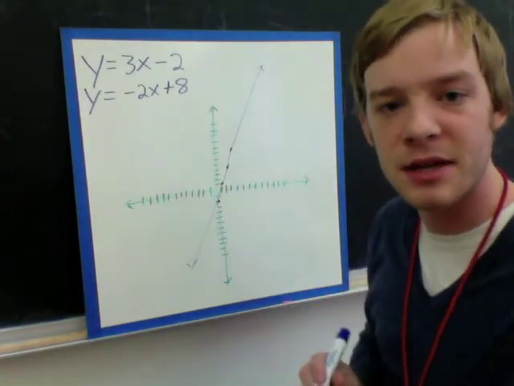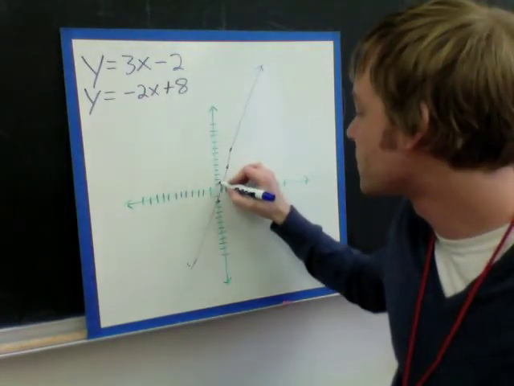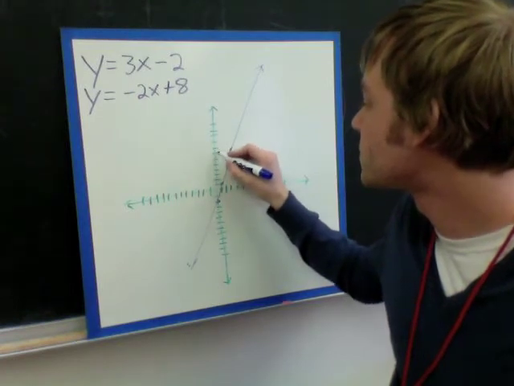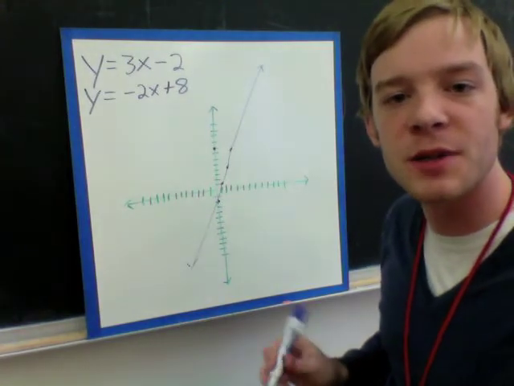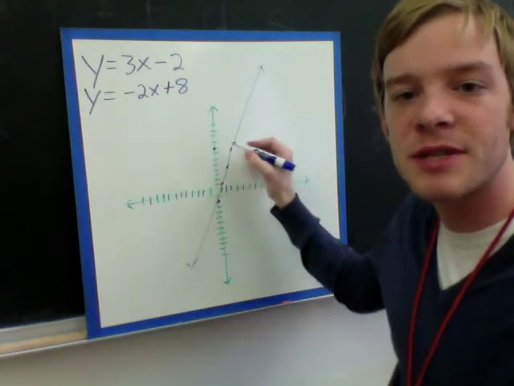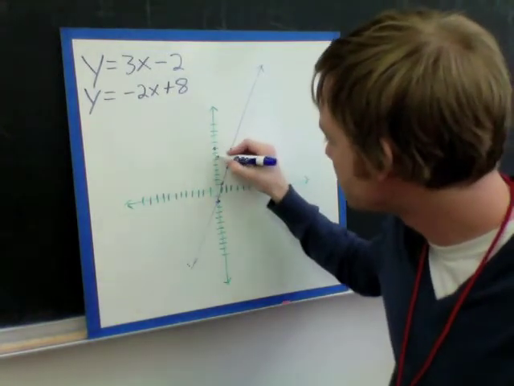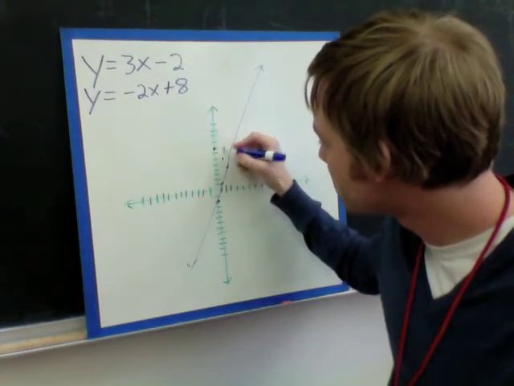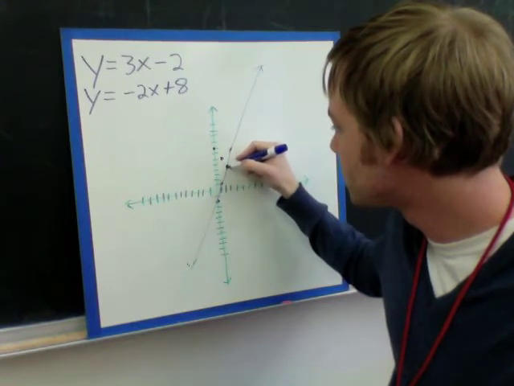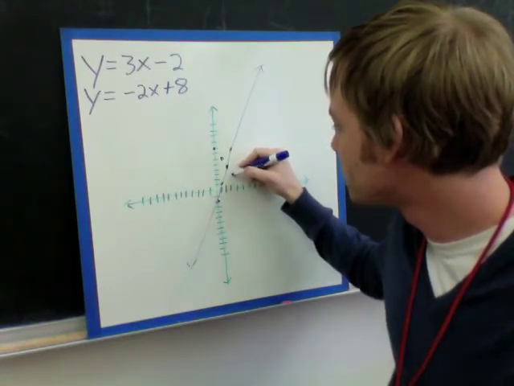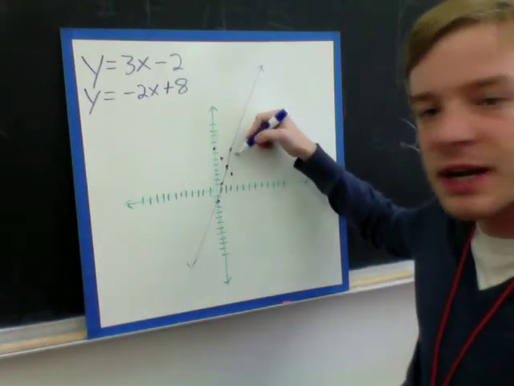So I want to graph my second line now, and my y-intercept is 8, so I'm going to go up 8 spaces from the center. And this time my slope is negative 2. So that means I'm going to go down 2 spaces and over 1, and then down 2 spaces again and over 1. So I've got a few points now, and I want to connect them.